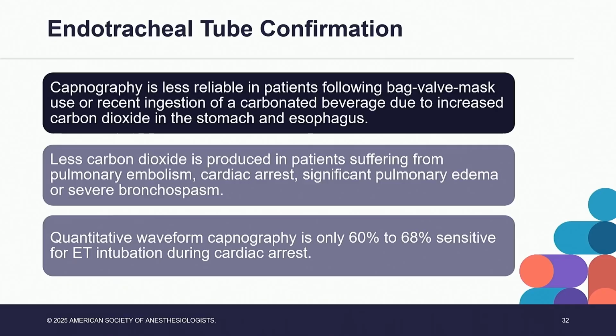How about the tracheal tube confirmation? Capnography is less reliable in patients following bag valve mask use or recent ingestion of carbonated beverage due to increased carbon dioxide in the stomach and the esophagus. Less carbon dioxide is produced in patients suffering from pulmonary embolism, cardiac arrest, significant pulmonary edema, or severe bronchospasm. Also, quantitative waveform capnography is only 60% to 68% sensitive for endotracheal intubation during cardiac arrest.